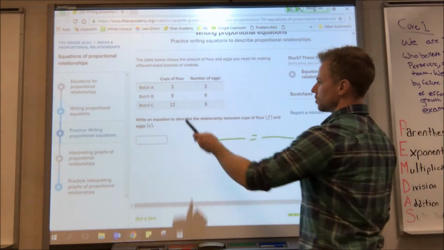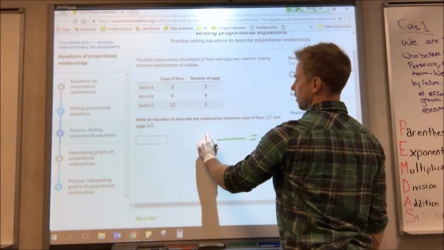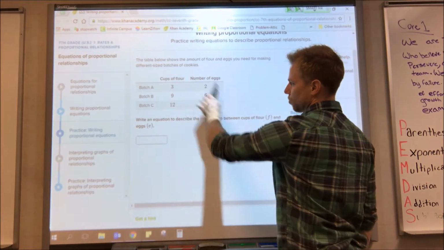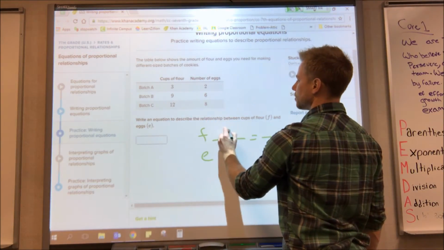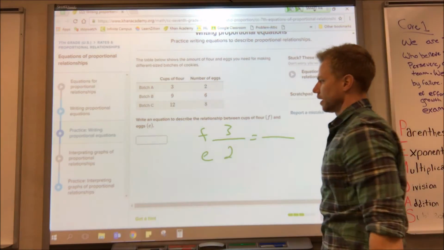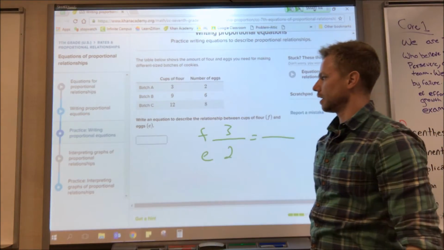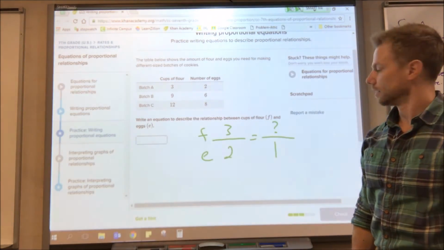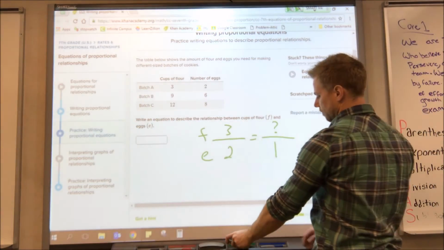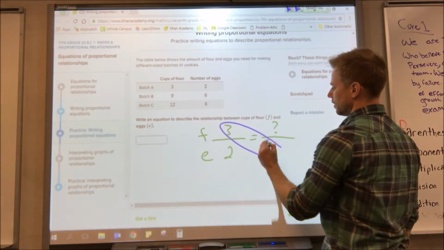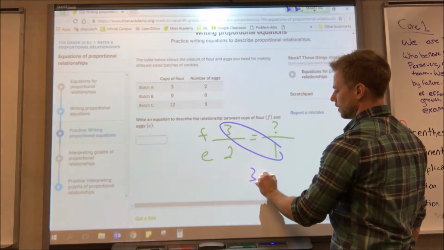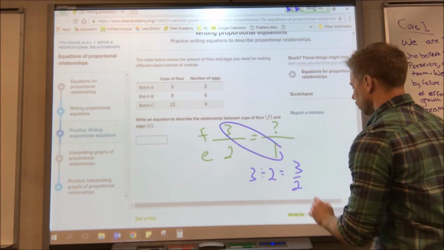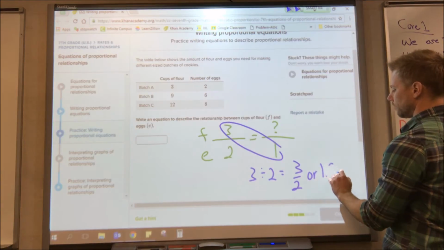So we have 2 labels. We have flour, use F. We have E for eggs. And we can take right from the table that 3 cups of flour requires 2 eggs. Now we're trying to find the unit rate, so we want to know how many cups of flour for 1 egg. And then to solve that, we cross multiply, divide. 3 times 1 is 3, then divide by 2, which turns out to be 3/2, or we can do 1.5.